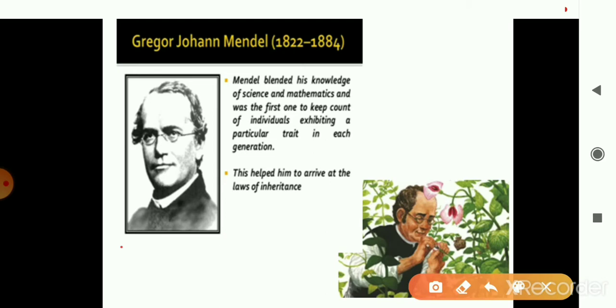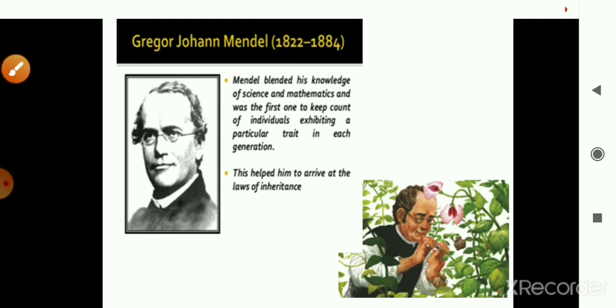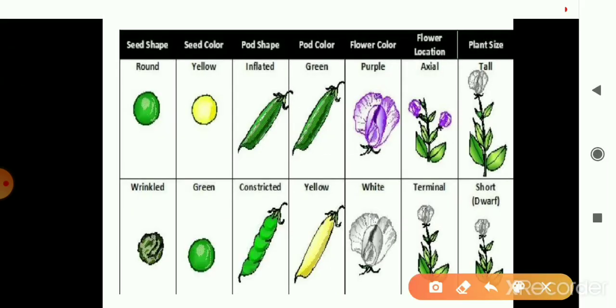So he failed in the examination, and after that he came back to the monastery and started working as a monk there. While working in that monastery, he found that in the garden the garden pea plant was being grown, and the plants that he observed showed variations for several characters. These are what is seen in the slide. These were the characters for which they showed variation.